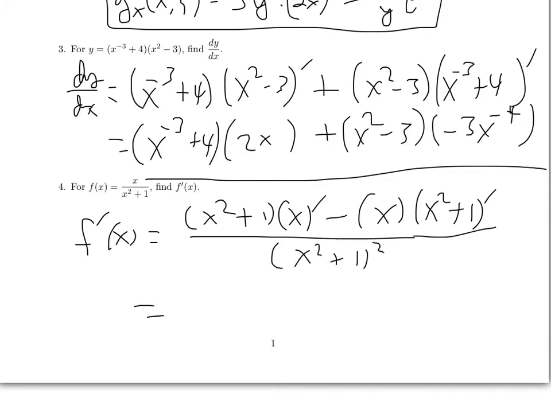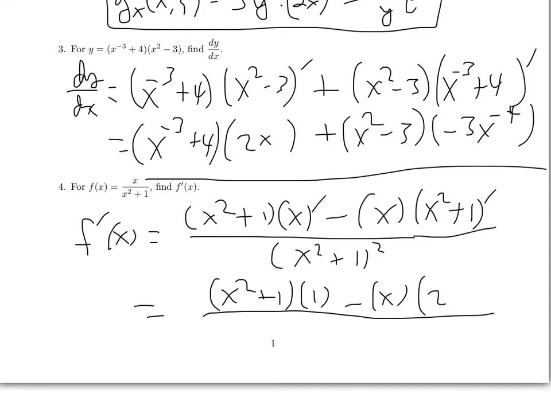And so all I have to do is those two derivatives. The derivative of x is 1, and the derivative of x squared plus 1 is 2x. And so that will be my derivative, and I don't even have to multiply by 1. No simplifying needed.